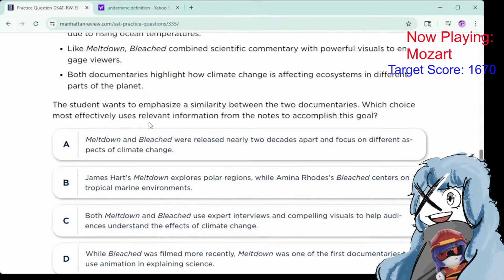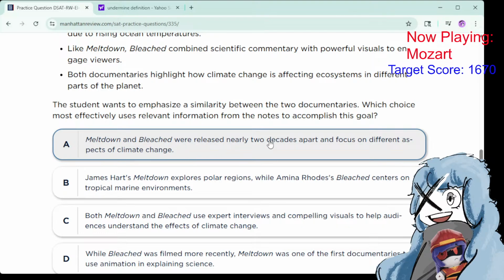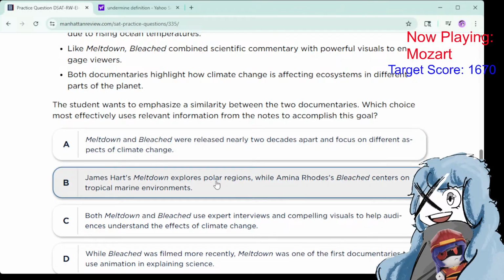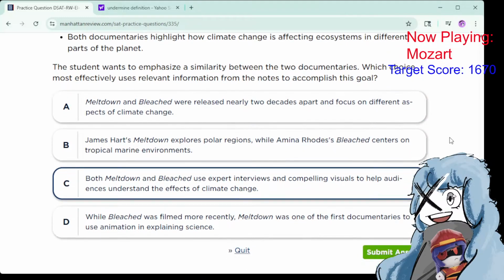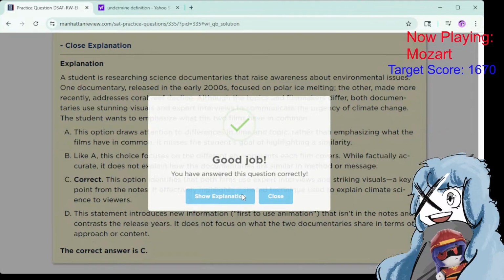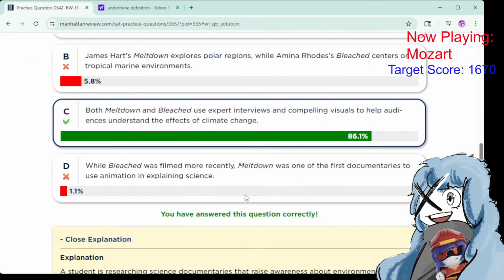Similarities. Were released nearly 2 decades apart and focused on different... A, out. Meltdown explores polar regions. That's not similarities, it's contrast. B, get out of here. Both use expert interviews, compelling visuals, and help audience understand. While Bleached was more recent, one of the first documentaries, that's not similarities. This is easy. This is definitely easy.